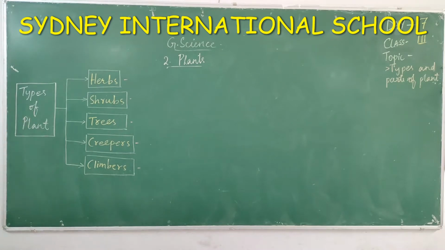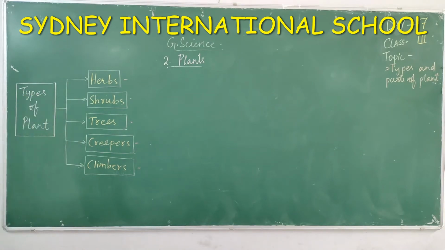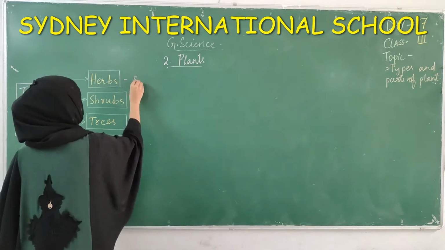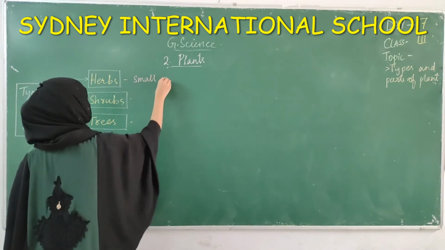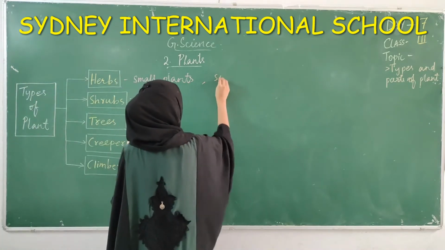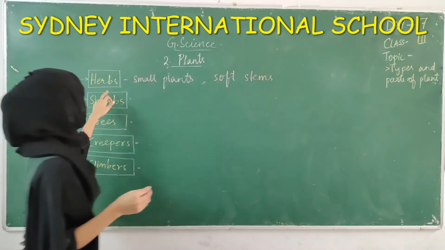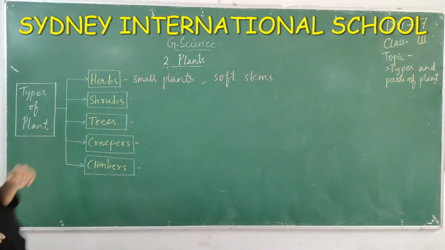What are those? First is herbs. Herbs are small plants with soft stems. I'm going to read a sentence or I'm going to define herbs. Then I'll write only the key words on the board that describe the type of the plant. Now herbs. Herbs are small plants with soft stems. So what are herbs? Small plants with soft stem. These are the two characters of herbs.